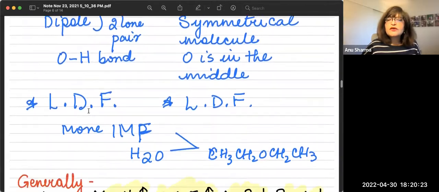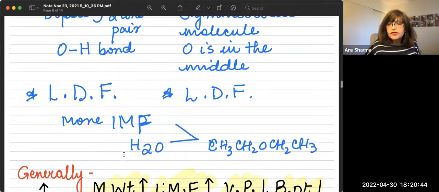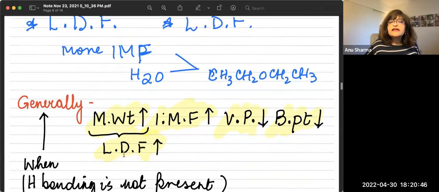Okay, it's a small dipole-dipole, and London dispersion is present in both. But there are more intermolecular forces present in water, which means there is more of a network. The network is stronger in water. So that is why we need more heat to break that bond. Okay, but in diethyl ether, it is less.